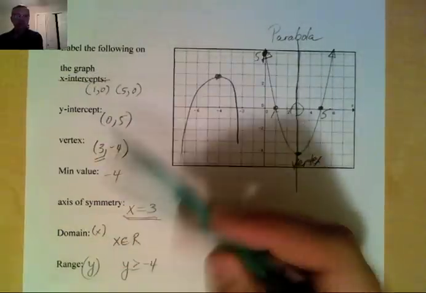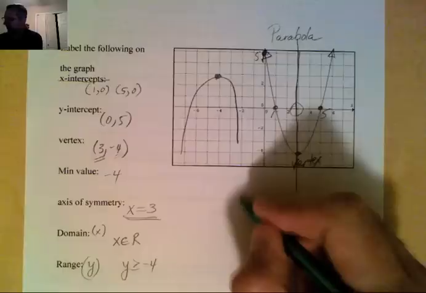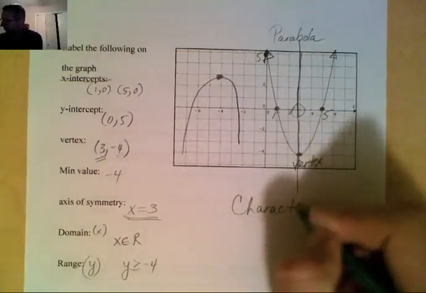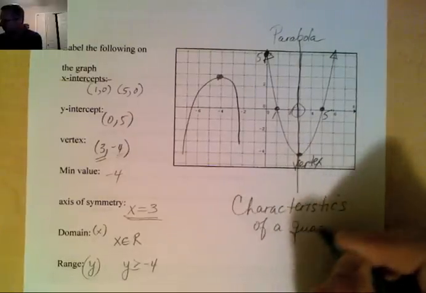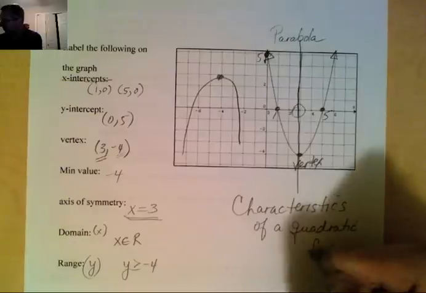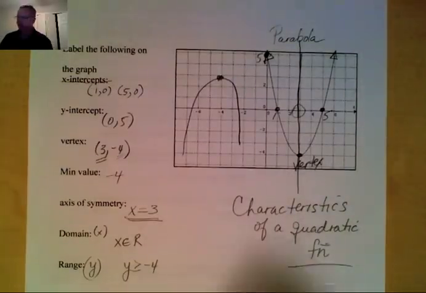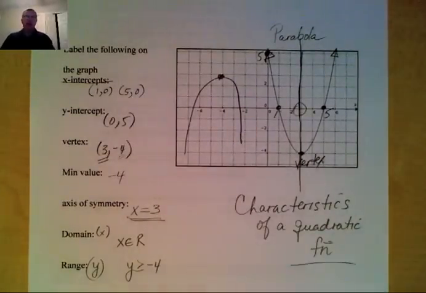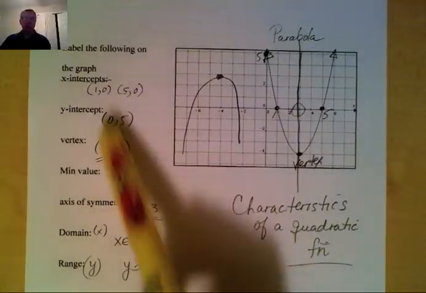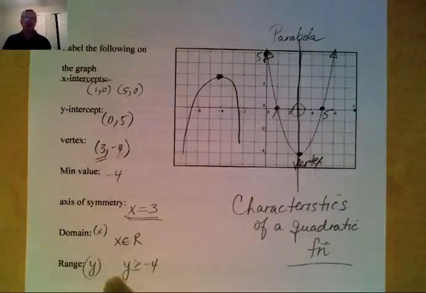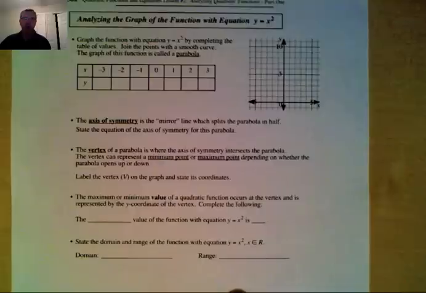Now all of these things, x-intercept, y-intercept, vertex, etc., are called the characteristics of a quadratic function. And I abbreviate the word function as Fn. If you are ever asked to list the characteristics of a quadratic function, you need to list all of these things that are here. So you might want to keep this particular sheet handy in case you forget what all the characteristics are.